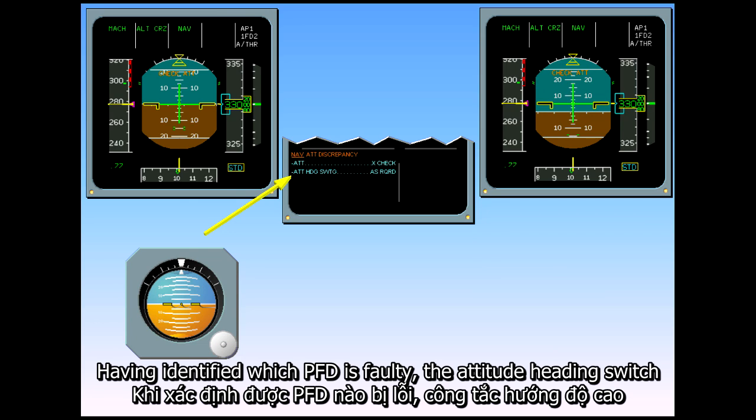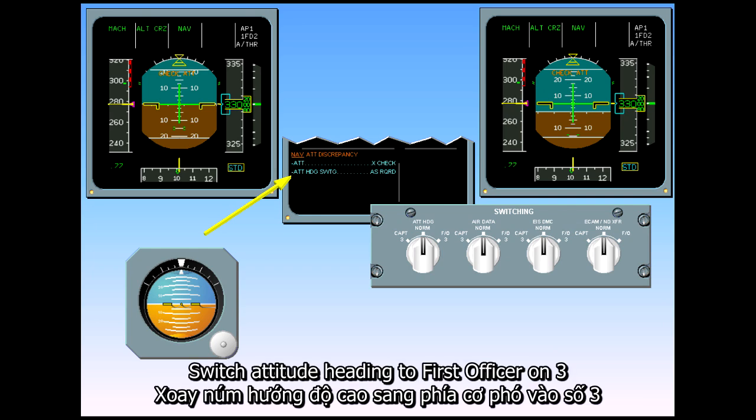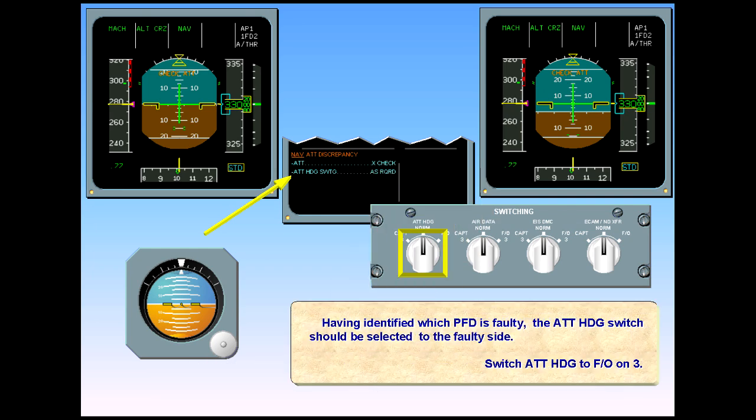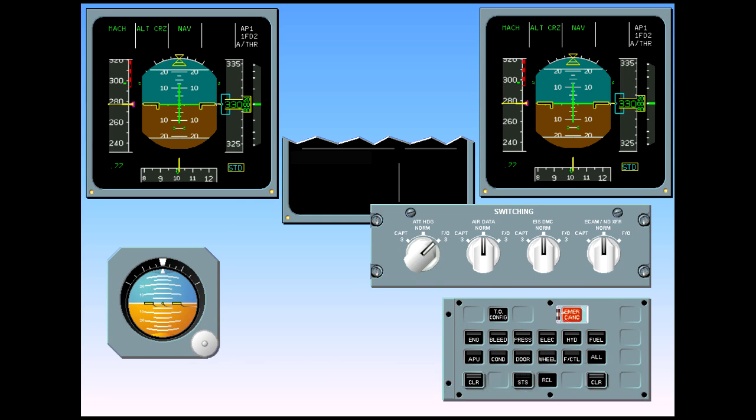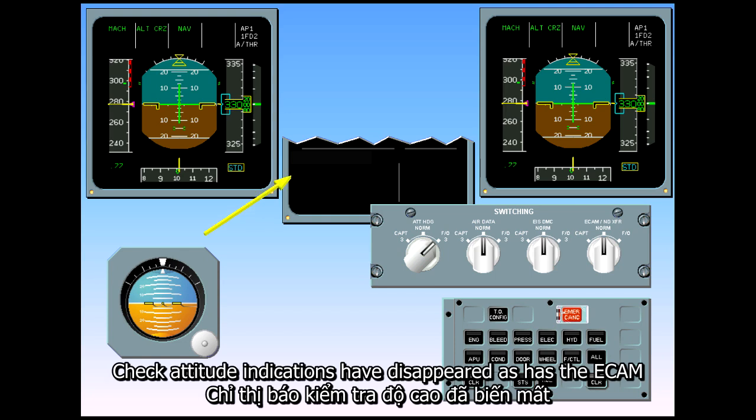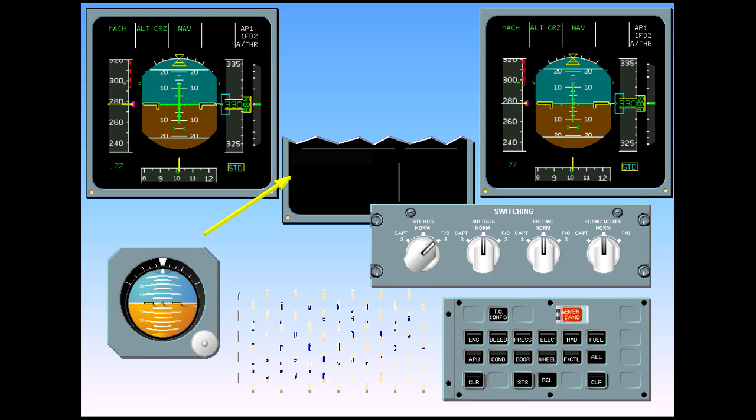Having identified which PFD is faulty, the attitude heading switch should be selected to the faulty side. Switch attitude heading to First Officer on 3. IR3 is now supplying the First Officer's side, and aircraft attitude on his PFD is back to normal. Check attitude indications have disappeared, as has the ECAM attitude discrepancy.